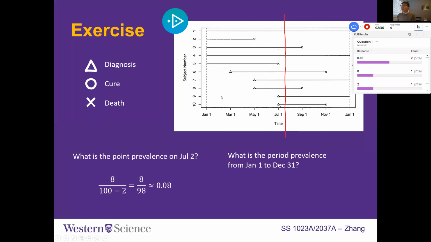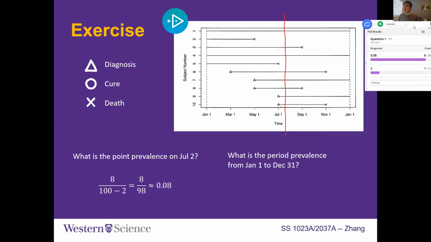If you look at our definition, we first look at how many individuals get disease. So you just count how many individuals were diseased at this specific time point. So 1, 2, 3, 4, 5, 6, 7, 8. We have 8 individuals infected, so our numerator will be 8. And remember, the denominator is the population at our specific time point. The tricky part is that we have to exclude these 2 individuals because they already died by July 2nd. So in fact, our denominator should be 98 instead of 100. This is the tricky point when we calculate the point prevalence.